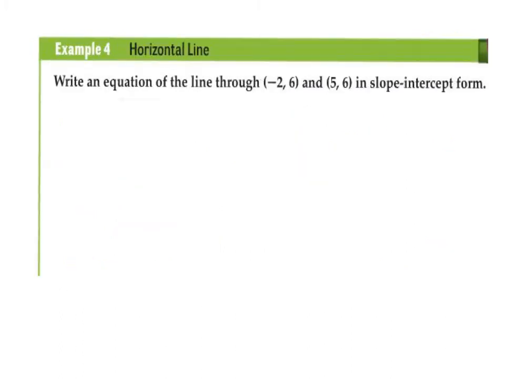Next, horizontal lines. Write an equation of a line through -2, 6 and 5, 6 in slope-intercept form. So first things first, let's take a look at our slope, verify that we will in fact have a 0 slope. So m is equal to our rise, y sub 2 minus y sub 1, over our run, x sub 2 minus x sub 1. Plug in what we know.